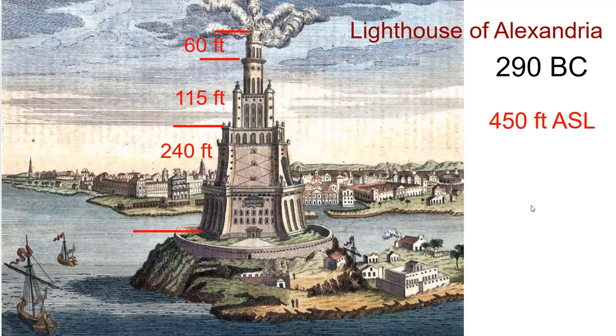So the claim is they built the Lighthouse of Alexandria. At night they would have fire at the very top because of course they didn't have electricity back then, like we would use in a lighthouse today. But they would light a fire up at the very top.